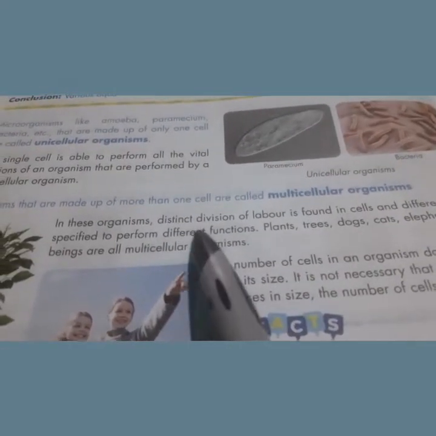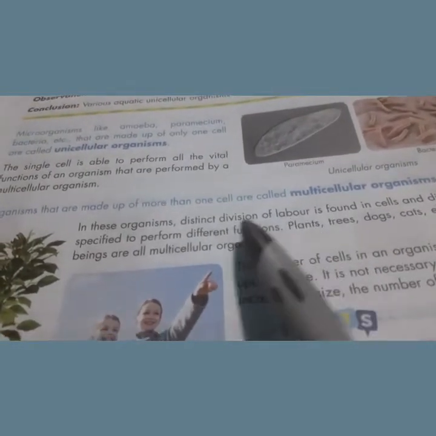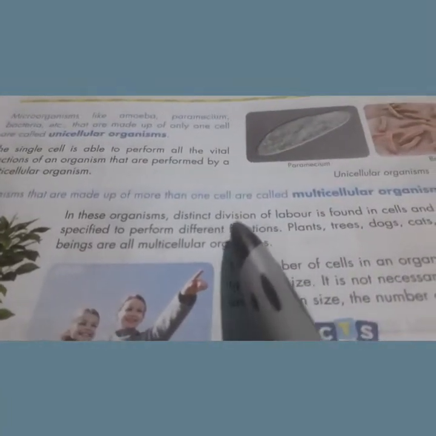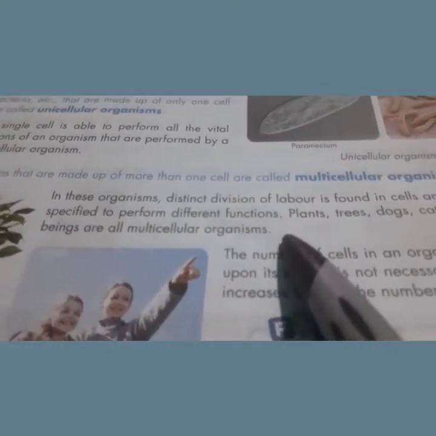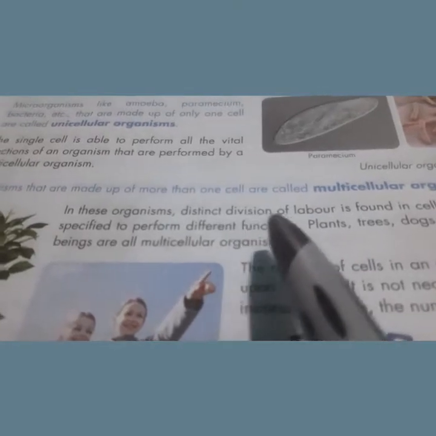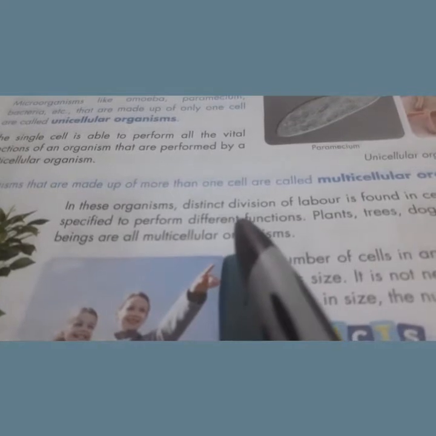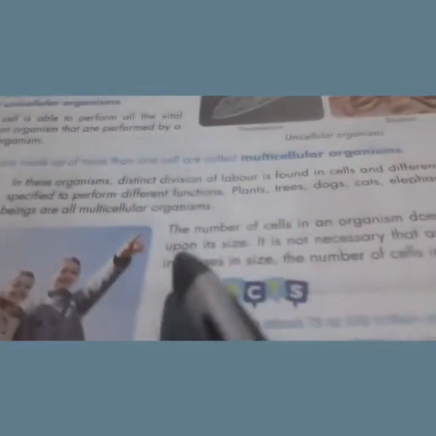So now you can see one more term: division of labor. What is it? That is, work is distributed in a multicellular organism. Suppose the works are digestion, respiration, circulation. These all are the works of an organism. These works are distributed to the different organ systems. So this is called division of labor.